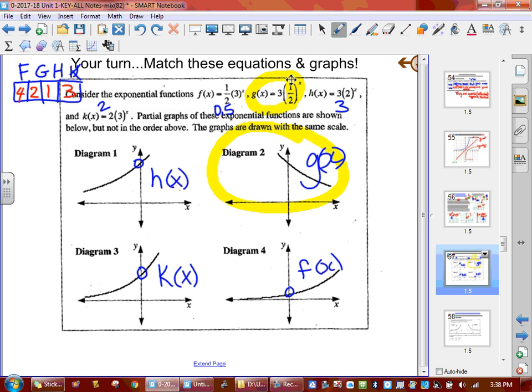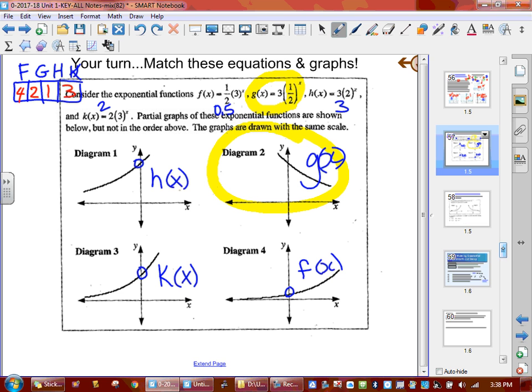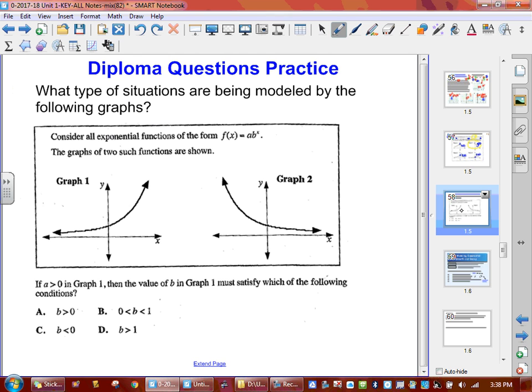We always read our graphs from left to right, so going down. Now, it's talking about graph 1. It's talking about the value of b. Well, if it's an increasing function, b has to be greater than 1. So our answer has to be d. A decreasing function, the answer would be b here. This one here is a decrease.